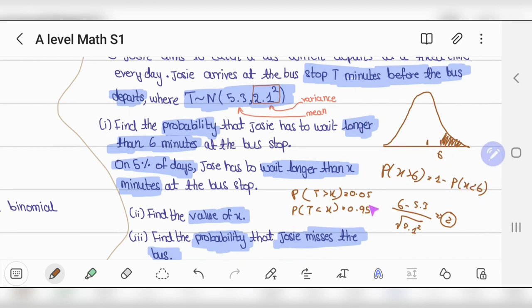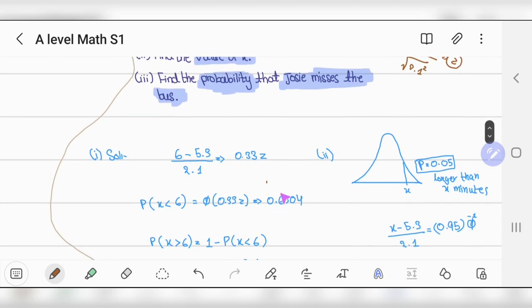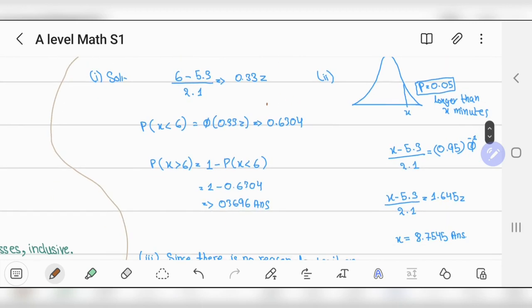And when you put 6 minus 5.3, after you get the z-score, you just convert it into probability, like we have done here, and you get the answer.